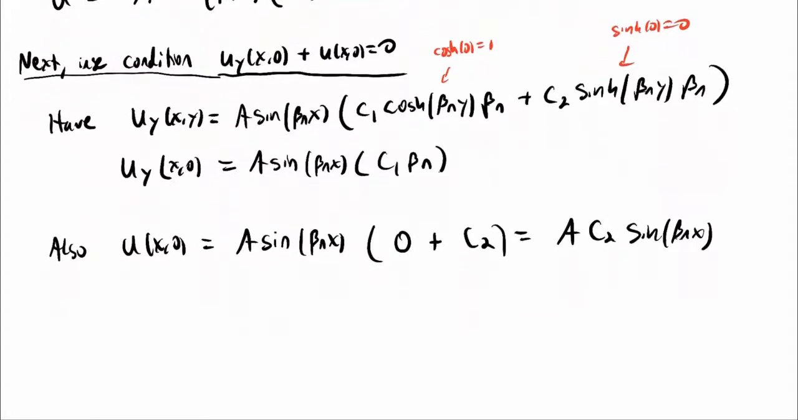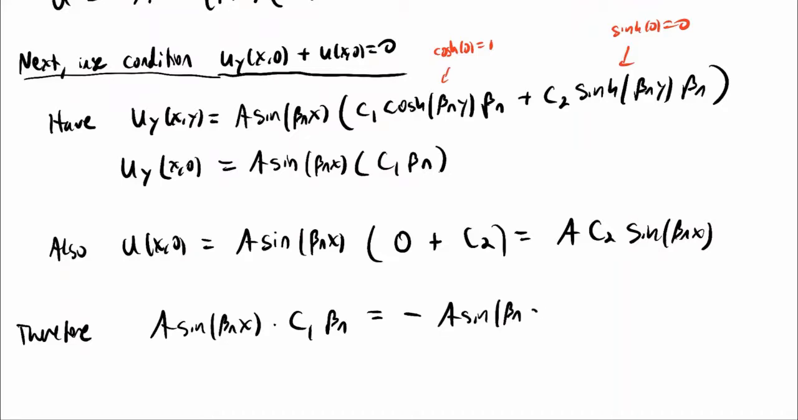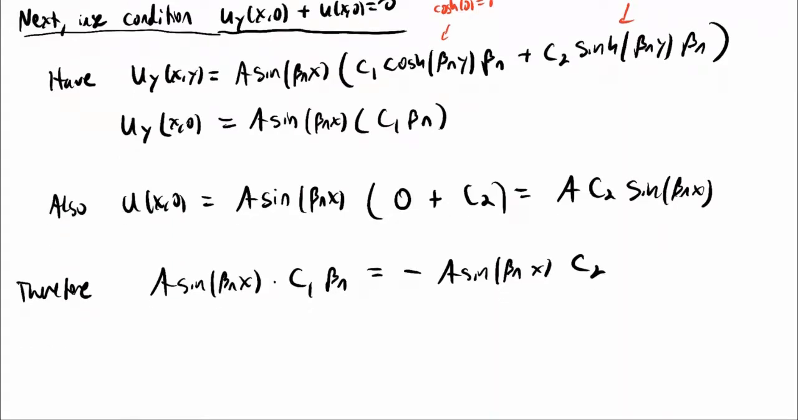And so now if we plug these into our boundary condition, what do we end up with? Well, I know that u_y(x,0), which is a sine beta n x times c1 beta n, has to be the negative of this term. So this is equal to negative a times sine of beta n x times c2. Now let me cancel the like terms, which I can do because we can just choose x so that this is non-zero, and then you can divide. And so this tells me that c1 beta n has to equal minus c2.